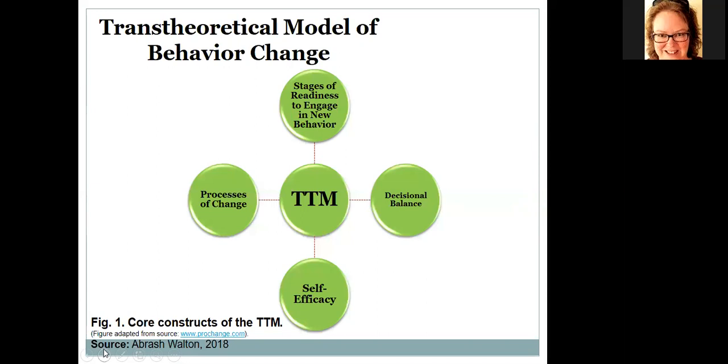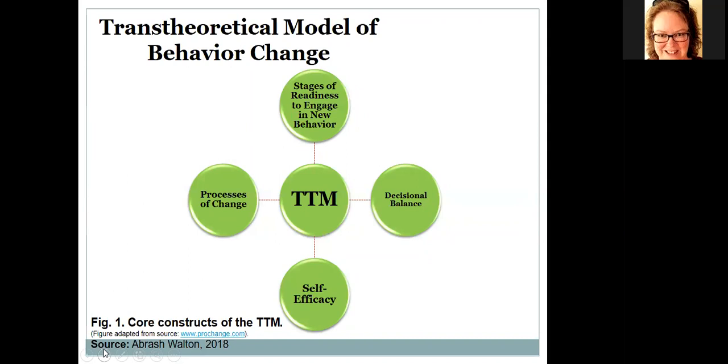And research testing the TTM's applicability and validity across cultural contexts is nascent, but encouraging. There have been studies that have applied this model among culturally diverse populations in Australia, Canada, Finland, different parts of Africa, and the United States, and have found the predicted relationships within the model's constructs. So let's talk about what those four main constructs of this model are.